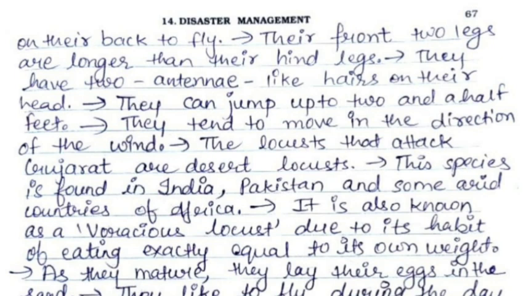They can jump up to 2.5 feet. They tend to move in the direction of the wind. The locusts that attack Gujarat are desert locusts. This species is found in India, Pakistan, and some arid countries of Africa. It is also known as voracious locust due to its habit of eating exactly equal to its own weight.